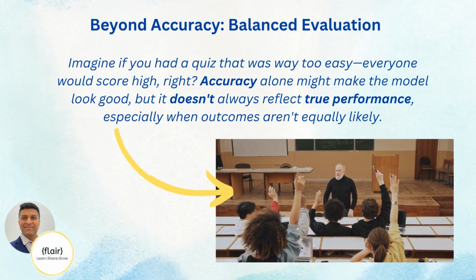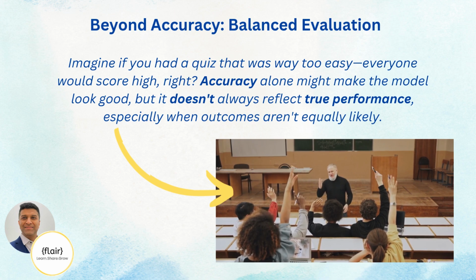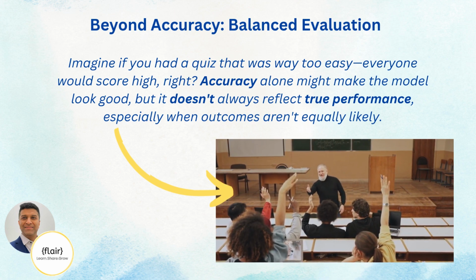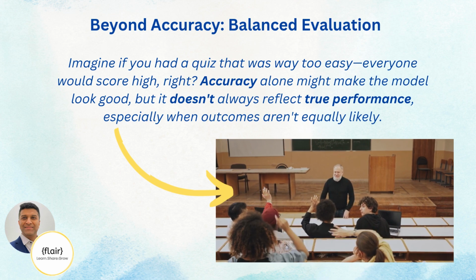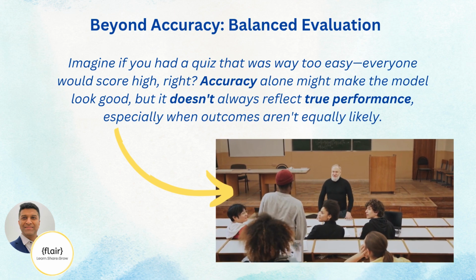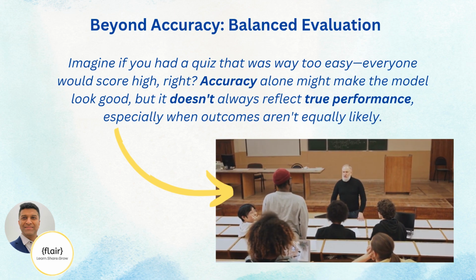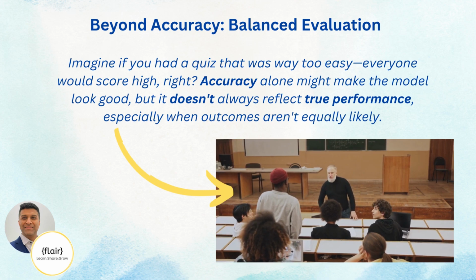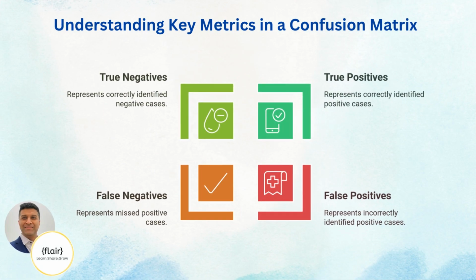Now, sometimes just looking at how many predictions our model gets right, accuracy, isn't enough. Imagine if you had a quiz that was way too easy. Everyone would score high, right? Accuracy alone might make the model look good, but it doesn't always reflect true performance, especially when outcomes aren't equally likely. That's why we also check metrics like precision and recall, which help us understand how balanced our model's predictions really are. Just like considering both offense and defense when evaluating a player's skills.